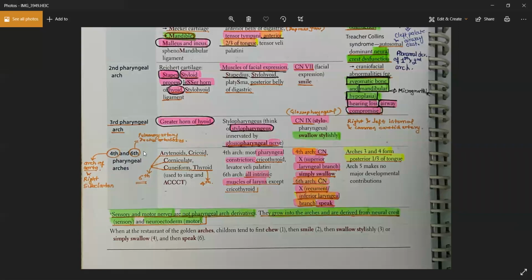Then you have the fourth and the sixth pharyngeal arches. They are forming similar structures, the same structures formed by two different arches.